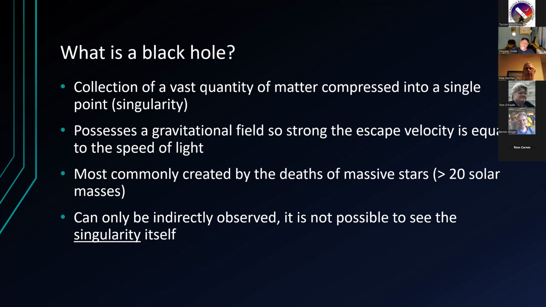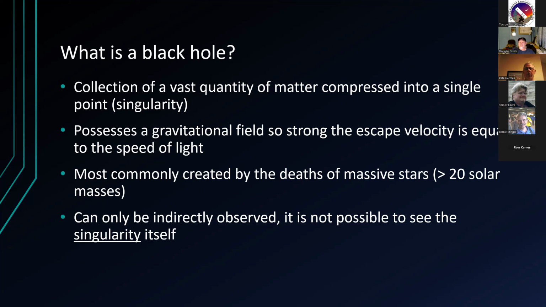Their gravitational field is so strong that their escape velocity, which means how fast you need to be going in order to leave the vicinity of a black hole, is equal to the speed of light, which is why nothing can escape them. Black holes that we most typically associate with are created by the deaths of stars that are larger than 20 solar masses, which also means that our sun will not become a black hole. It'll just become a white dwarf.